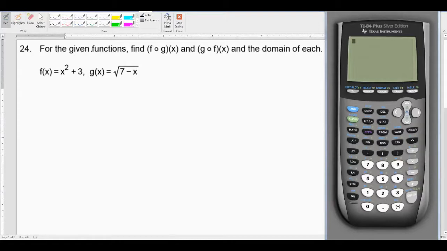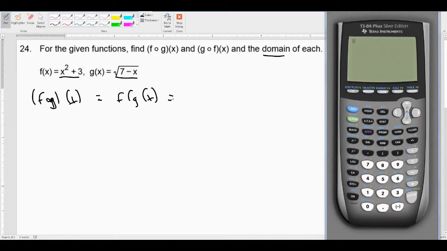For this example, we're given f of x is x squared plus 3, g of x is the square root of 7 minus x. We're going to find f of g and g of f and the domain of each. So when we do f of g of x, this is function composition, in case you're wondering, we're going to find f of g of x. It's like the third video in the last 10 minutes I've done over this. f of g of x.